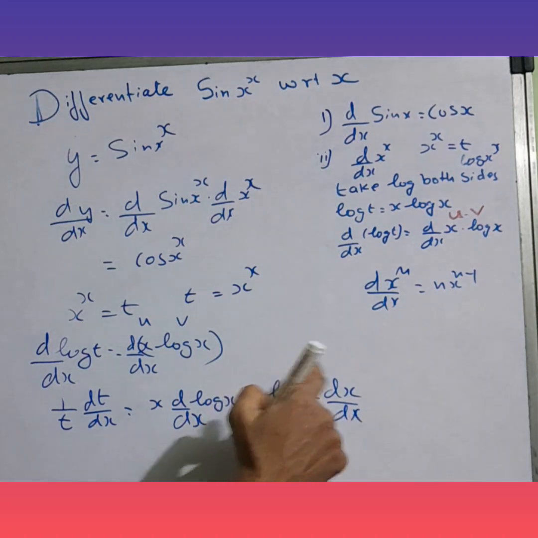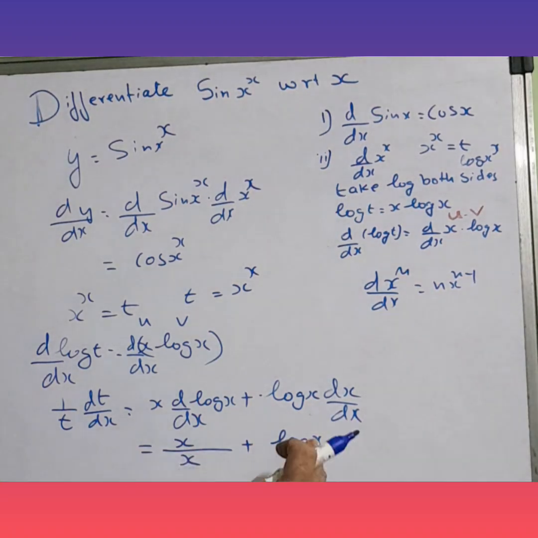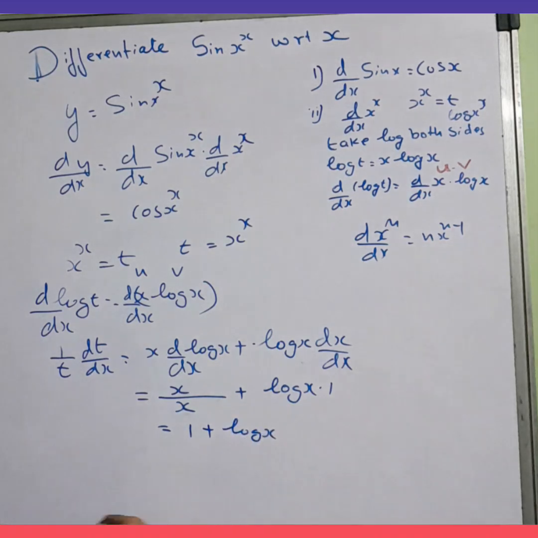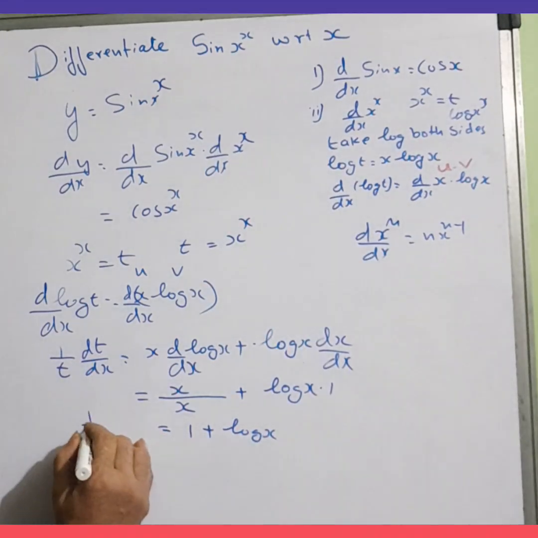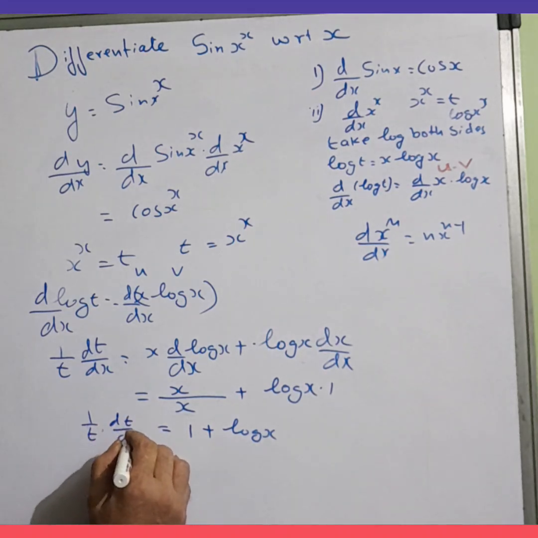Alright, so u dv plus v du. Fine. So this is x times 1 by x, plus log x into 1. So this would be 1 plus log x, and here I have 1 over t dt by dx.